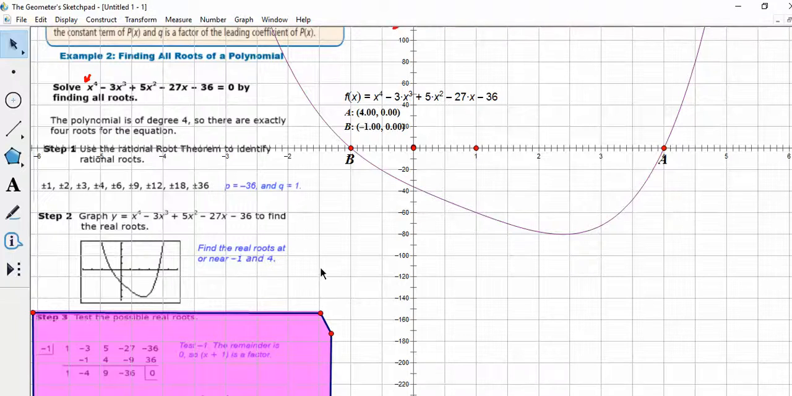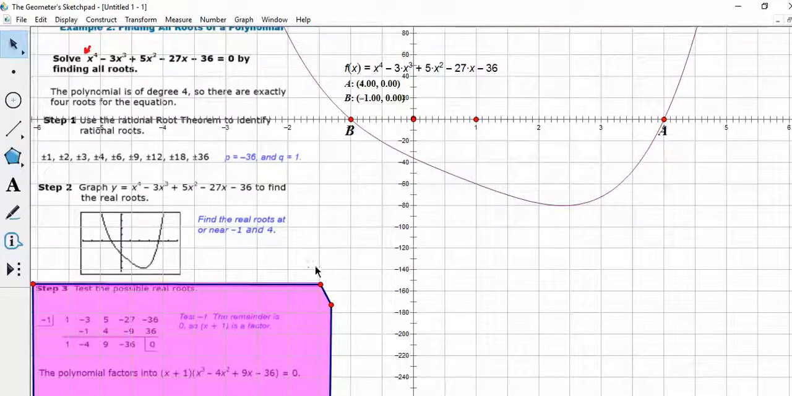All right, now we're going to test those ones that we just found. To test these, you could use long division, or you could use synthetic division. I'm going to use synthetic division. So I'm going to first test the root of -1. I'm going to put all these coefficients from my function, and make sure that x to the fourth, x to the third, x squared, x, that's in descending order.